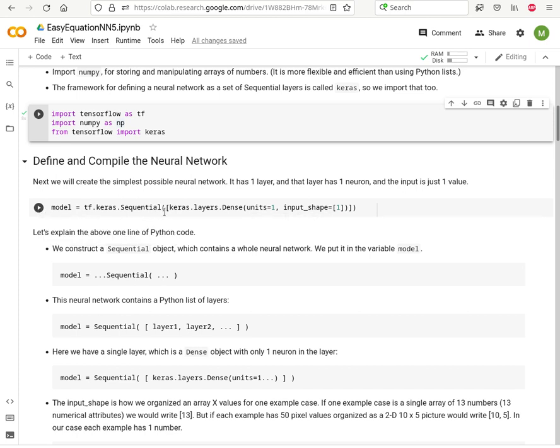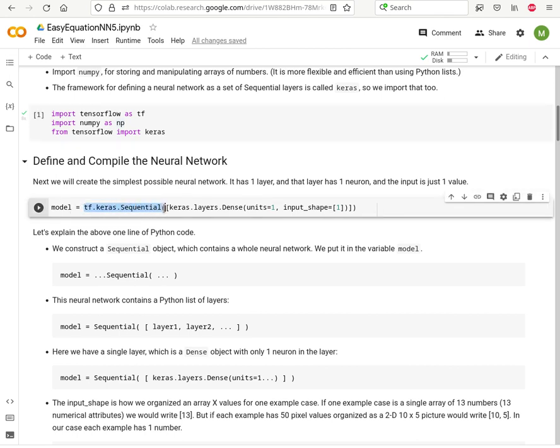All right. So what are we looking at over here? A neural network is going to be a Python object. This is a constructor. It's going to construct an object and put it in this variable called model. And again, this is a hello world. This says that it's going to have a single neuron. That's units equals 1, a single neuron.